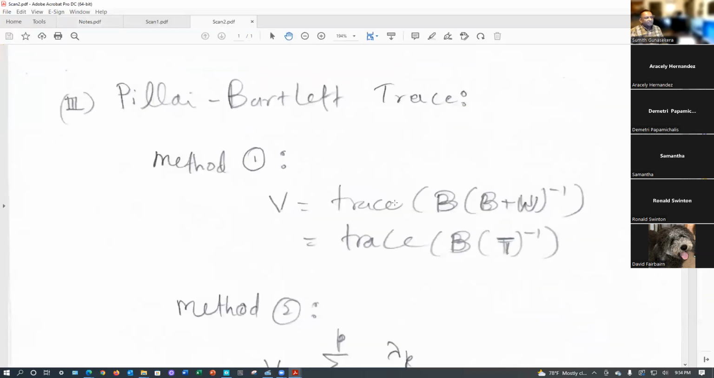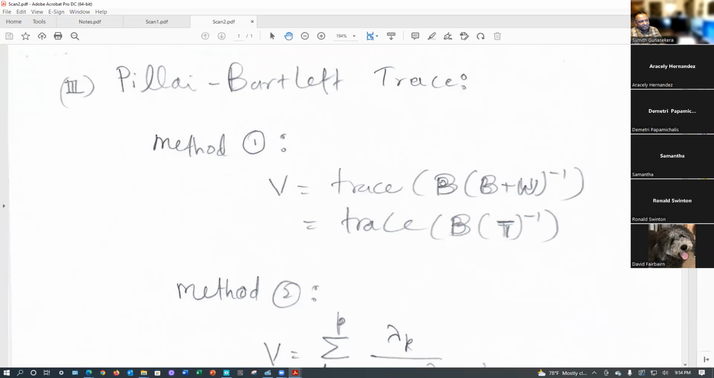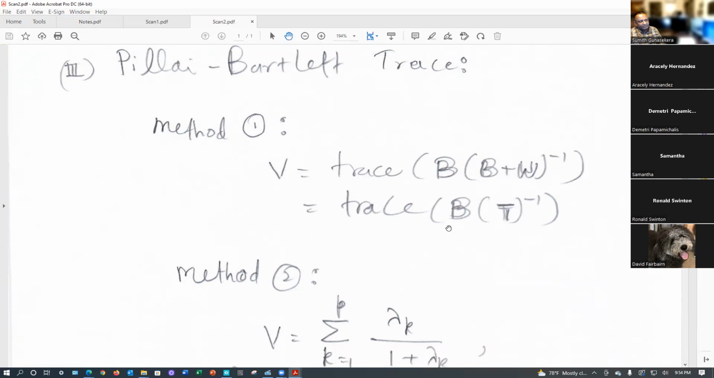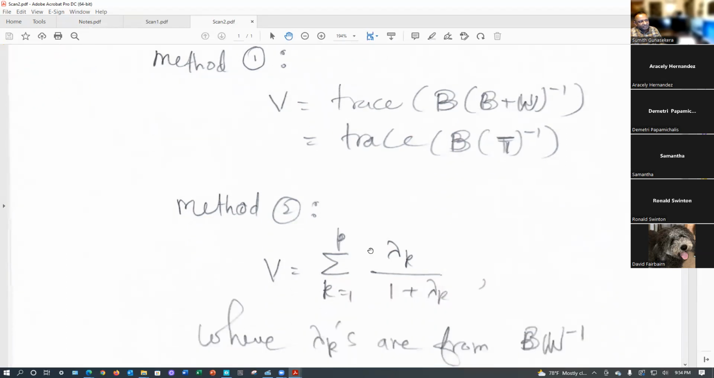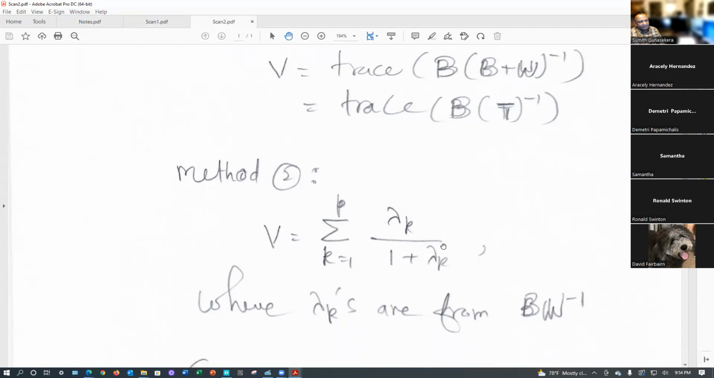The third one is the Pillai-Bartlett trace. That's given by one type, this one minus this one, or the total, and method 2 can be achieved by getting the eigenvalues, and then you arrange it this way: each eigenvalue divided by 1 plus lambda k, where k goes from 1 to p. All the lambda k's come from this inverse B times W inverse.